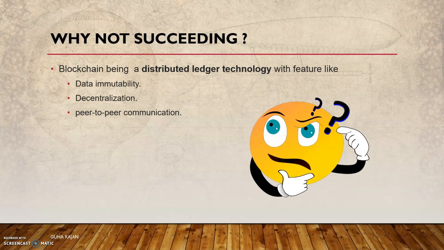Why is it not succeeding? Blockchain is a distributed technology, and if you look at the features, there is data immutability, meaning it prevents data from being manipulated. It's decentralized because it's stored across multiple locations, with peer-to-peer communication. The features are good, but still the adoption is much slower. So what are the probable reasons for that? What are the challenges blockchain has?